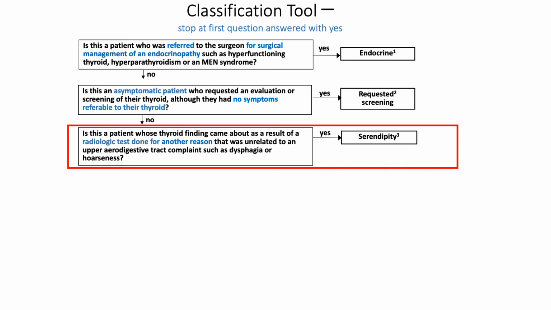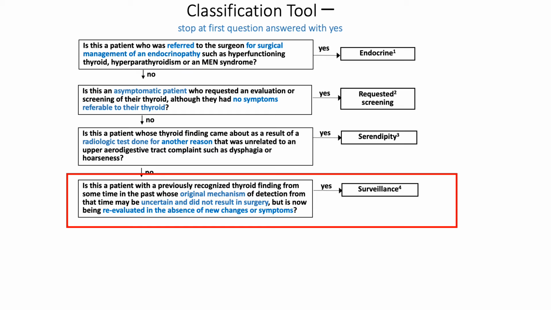They are thyroid-directed tests. If a patient has a previously identified thyroid finding from some time in the past whose original mechanism of detection from that time may be uncertain and did not result in surgery, but is now being reevaluated in the absence of new changes or symptoms, they will be classified as surveillance. One example would be a thyroid nodule that has been known about for 15 years, with FNA performed at the time and reported as negative. A follow-up ultrasound was ordered when the patient established care with a new primary care provider, subsequently prompting referral to the surgeon.